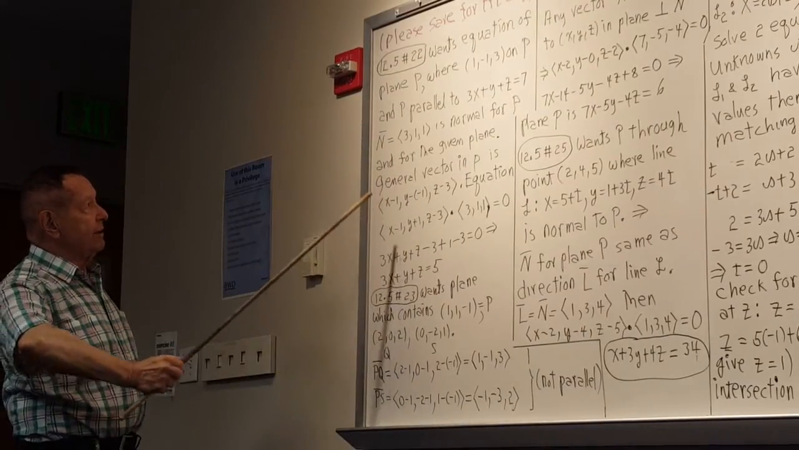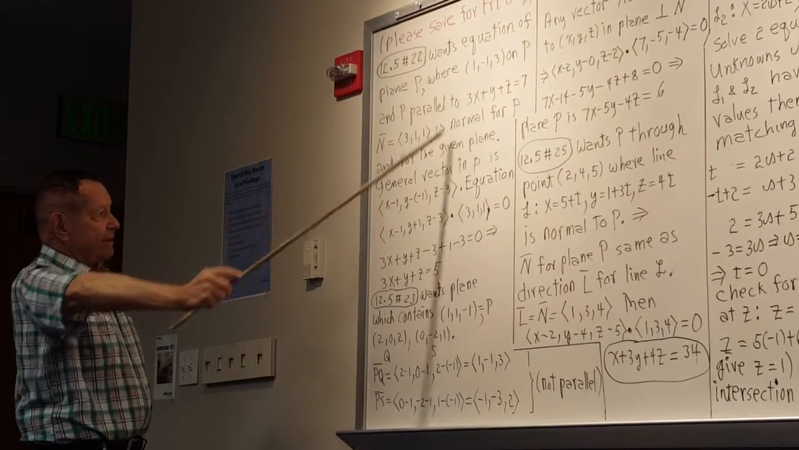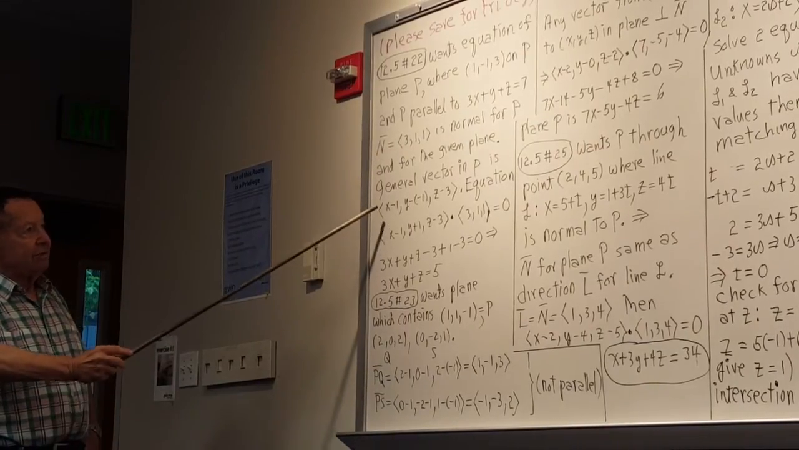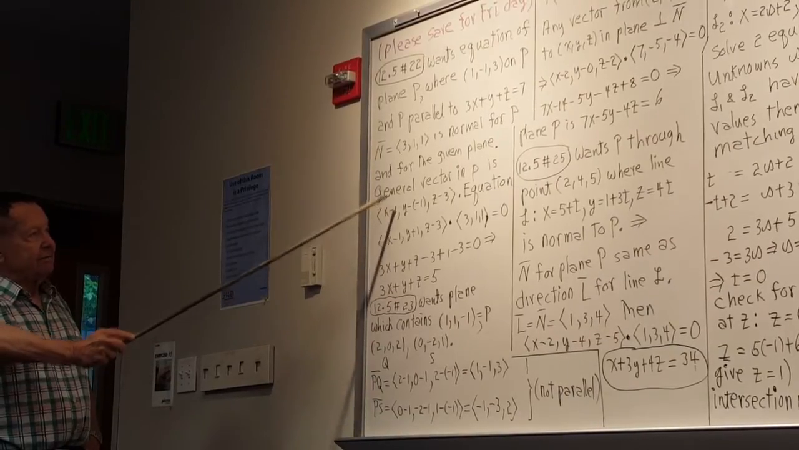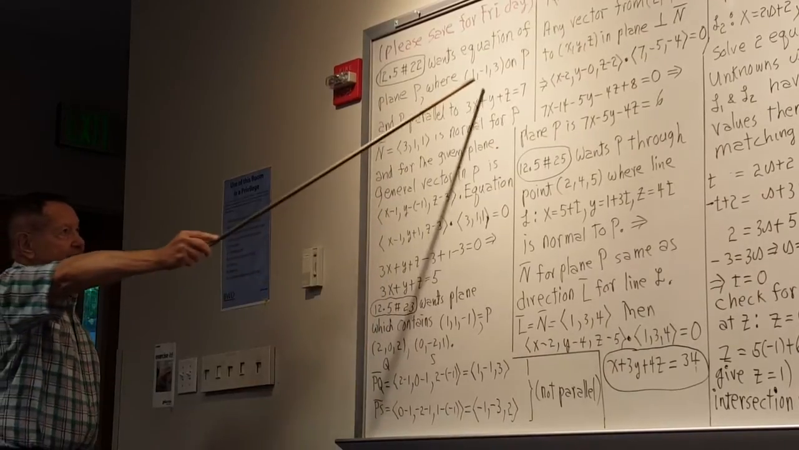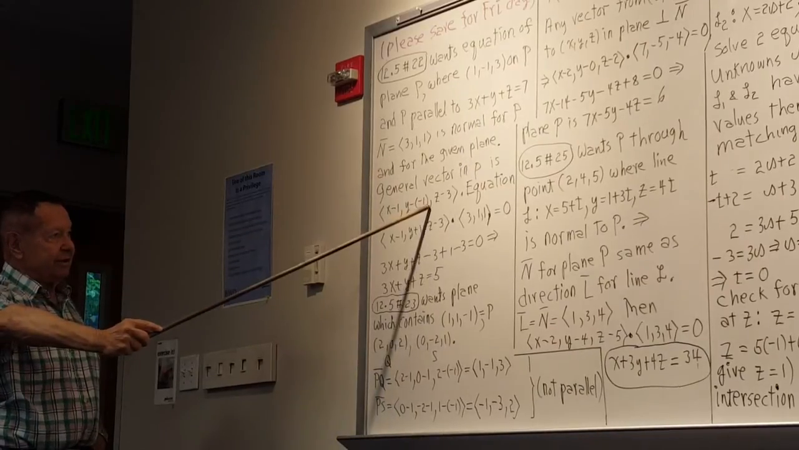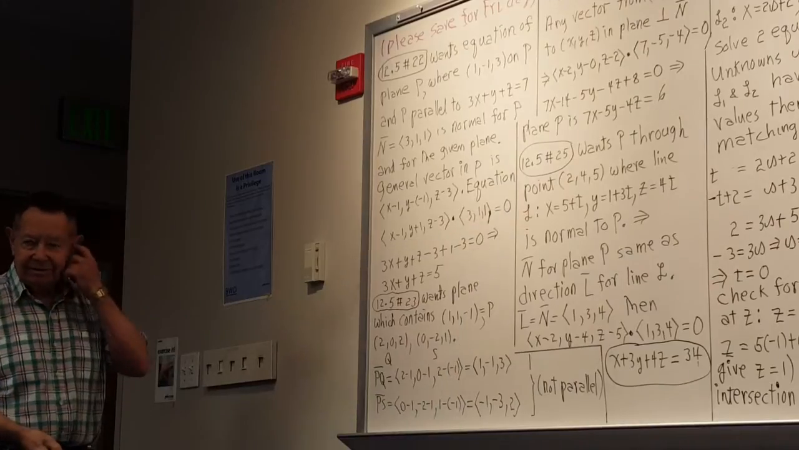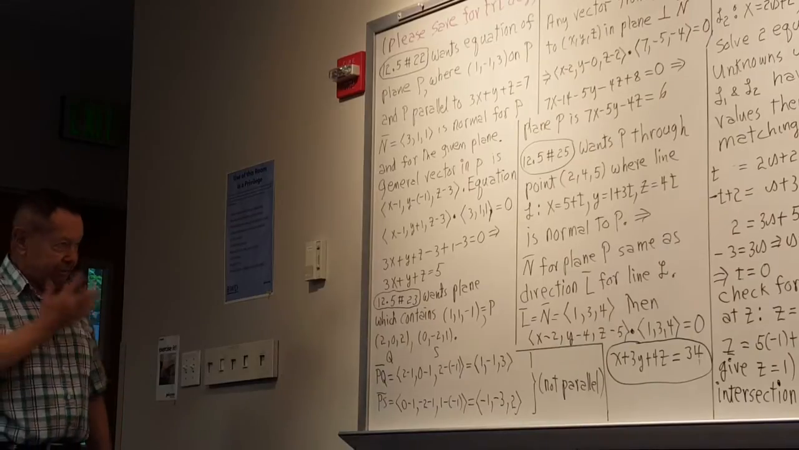We want the equation where this point is on the plane and this is the normal. So if you want to write it out as a dot product, then x minus the x coordinate, y minus the y coordinate, z minus the z coordinate of the point that you're given, dotted with the normal equals 0. That's always your basically defining equation.